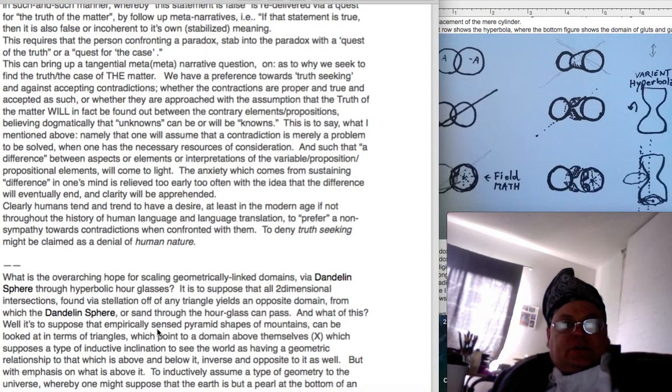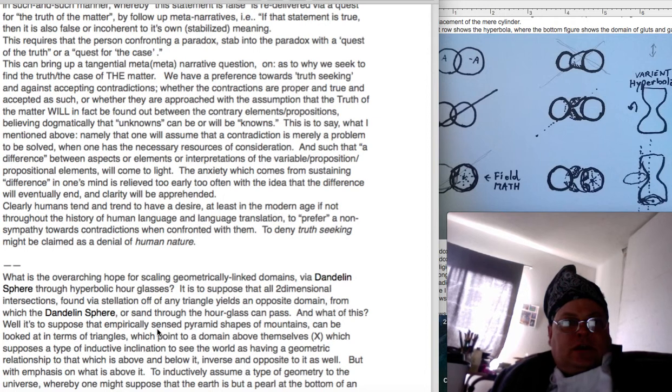This can bring up a tangential meta-narrative question as to why we seek to find the truth, the case of the matter. We have a preference towards truth-seeking and against accepting contradictions, whether the contradictions are proper and true and accepted as such, or whether they are approached with the assumption that the truth of the matter will, in fact, be found out between the contrary elements' propositions, believing dogmatically that unknowns can be or will be knowns.